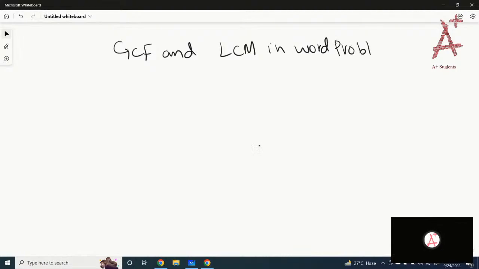Also you can find these lessons on the A Plus website. Just log in using your email address and password provided by the administration. Then select math as a subject. Scroll down to grade 8. Then click on view all lessons. And we are on the first chapter, number theory. Click on the continue button and scroll down. Find the lesson, that is GCF and LCM in word problems.